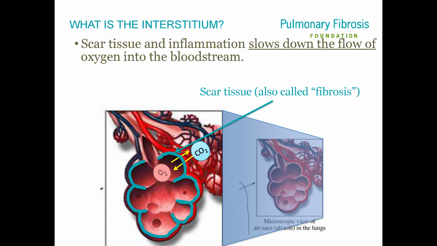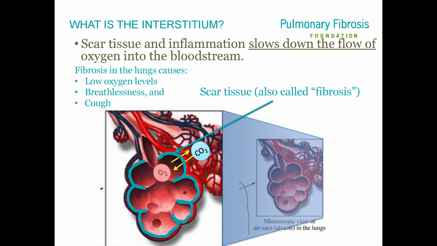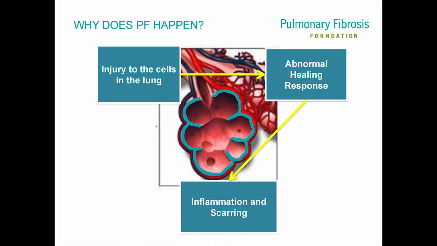And as you can see on the top of the slide, I wrote scar tissue and inflammation slow down the flow of oxygen into the bloodstream. So oxygen levels can go down. You can certainly feel quite short of breath with this disease, and of course suffer from significant coughing as well.